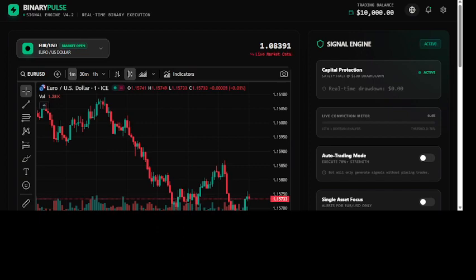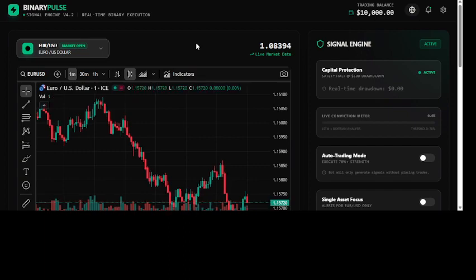So today, I've developed an engine, a trading engine for binary options called Binary Pulse. I've been working on this trading engine for a few weeks. I have over 15 years trading binary options, and I've put together a very special trading bot that helps you to get signals to trade on your binary options accounts.